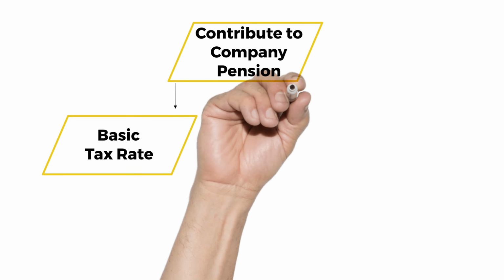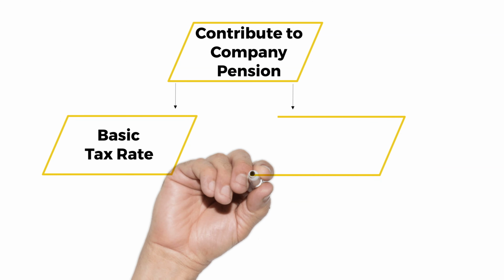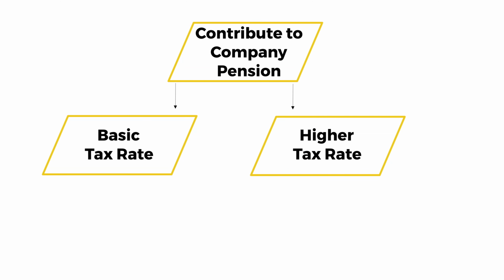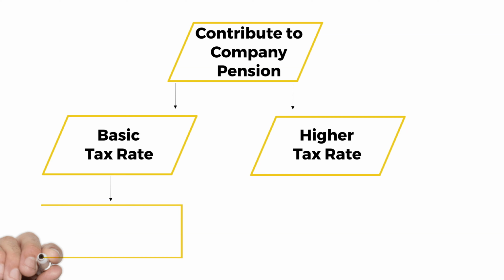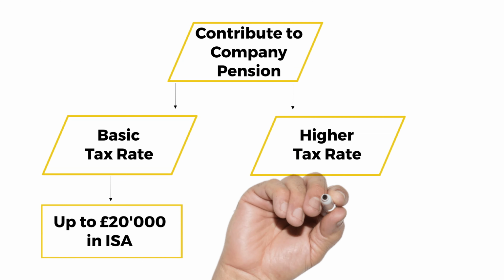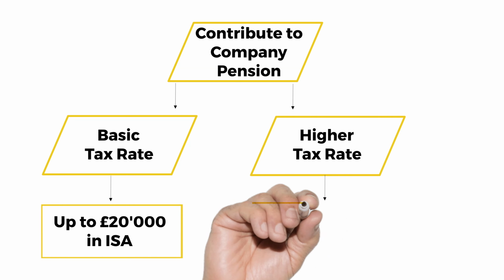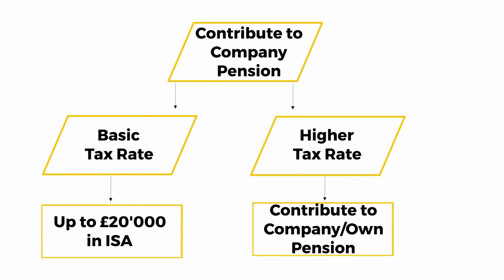Are we a basic tax rate payer or are we paying a higher tax rate? If we are paying a basic tax rate, it may be advantageous to invest into an ISA account because the benefit of deferring that tax isn't very high and we gain the flexibility to take our money out whenever we wish. If we are a higher tax rate payer, then we may want to defer that tax payment and contribute to the company or our own pension fund and benefit from a possibly lower tax rate later when we retire.